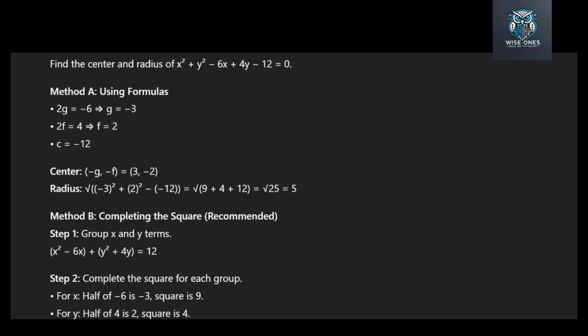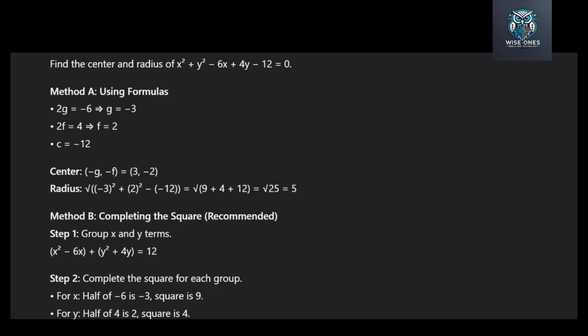Look at the x term. 2gx equals minus 6x. So 2g equals minus 6. Divide by 2, g equals negative 3. Look at the y term. 2fy equals plus 4y. So 2f equals 4. Divide by 2, f equals 2. Look at the constant. c equals minus 12.